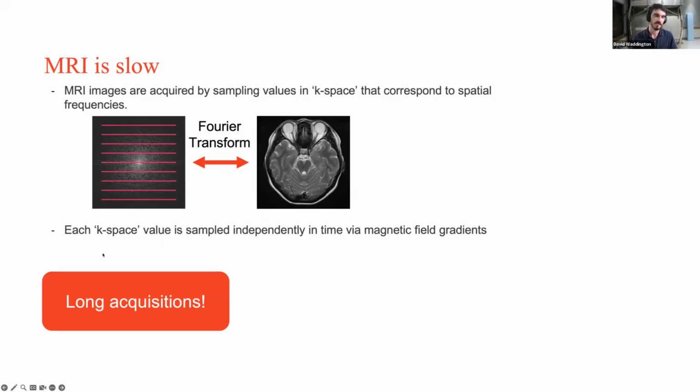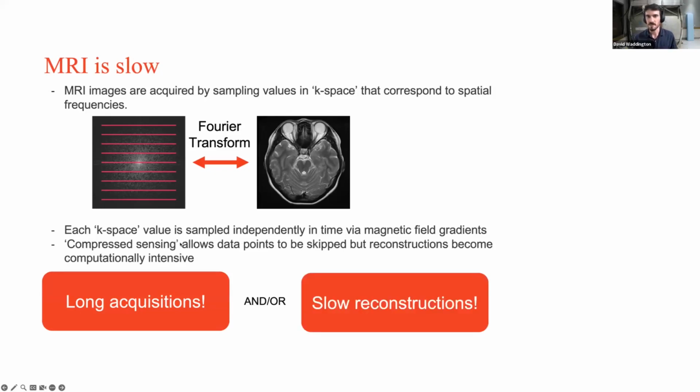That means we need to sweep gradient values and measure each of these points individually. Now, there are techniques based on undersampling, compressed sensing, that speed up the acquisition, but these also typically require more computationally intensive reconstructions, which leads to slow reconstructions. Also, errors can accumulate if you leave out too much data. So what we've been working with in particular is a tool known as the Gadgetron, which might be familiar to some of you, to speed up our acquisitions.